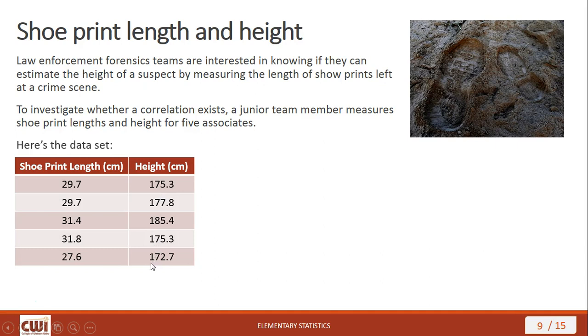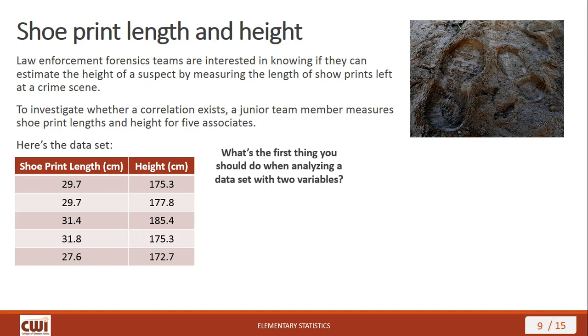You see here the 5 shoe print lengths that were measured and the corresponding heights of the persons who left those shoe prints. This is an example of what we call paired data, because for every value of shoe print length, there is one value of height that goes with it. There's one X that goes with each Y and vice versa. So what's the first thing you should do when analyzing a data set with 2 variables?